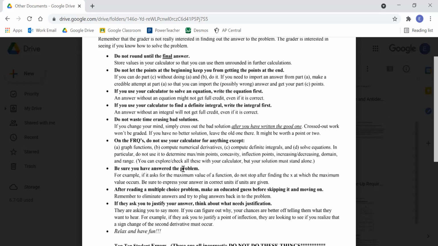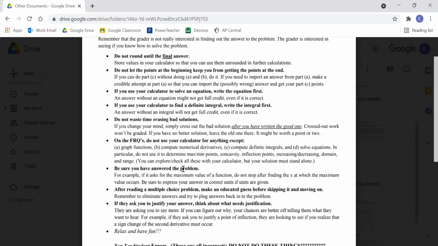If you're using theorems, make sure you state the initial conditions of the theorem. So if you're using the intermediate value theorem, you need to state that the function is continuous on the interval from A to B. If you're using the mean value theorem for derivatives, you need to state that the function is continuous and differentiable on the interval from A to B. And so make sure you state those things. Make sure that they're true also, but make sure you state them.